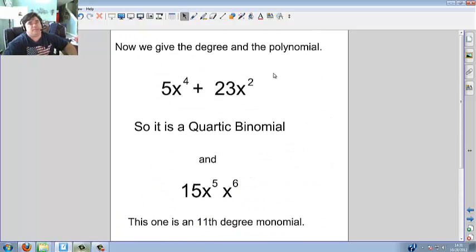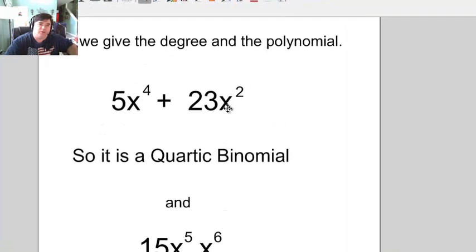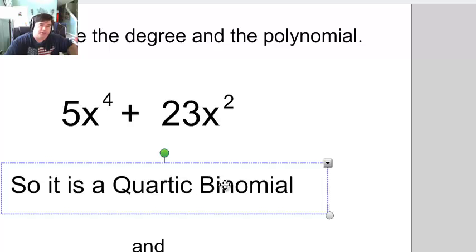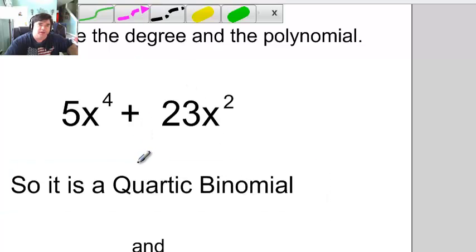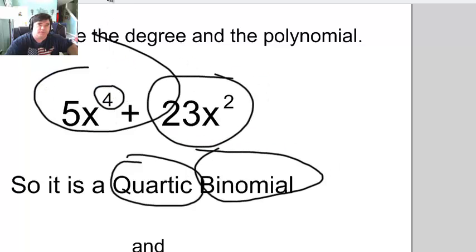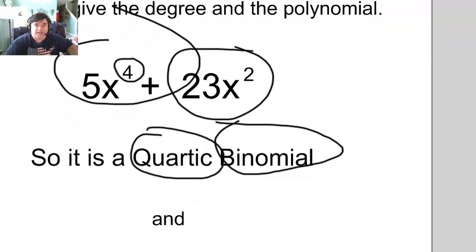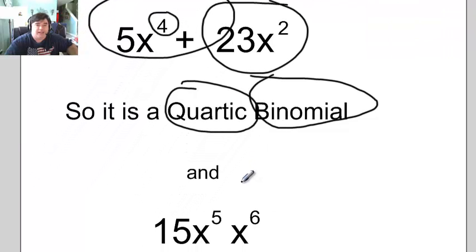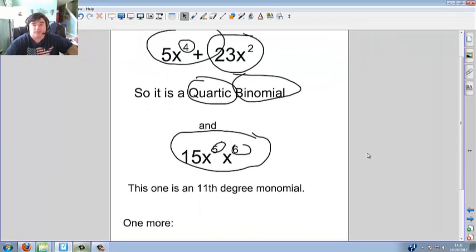Now we'll give the degree in the polynomial. 5x to the 4th plus 23x squared is a quartic binomial. Let me explain. Quartic because the highest exponent, the degree, is 4. Binomial because there's 2 terms. And 15x to the 5th, x to the 6th, it is 11th degree because these two are touching, therefore we combine the 5 and 6 to make the 11th degree, a monomial because it's just one term.